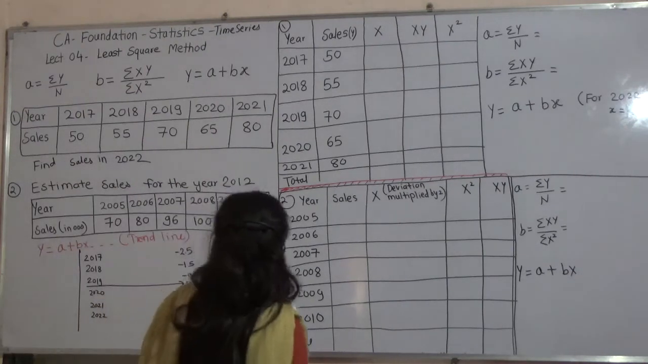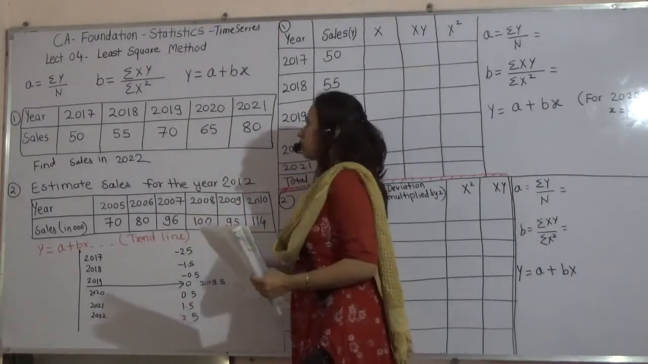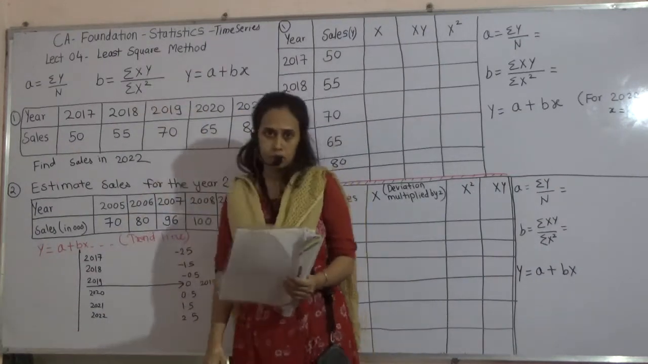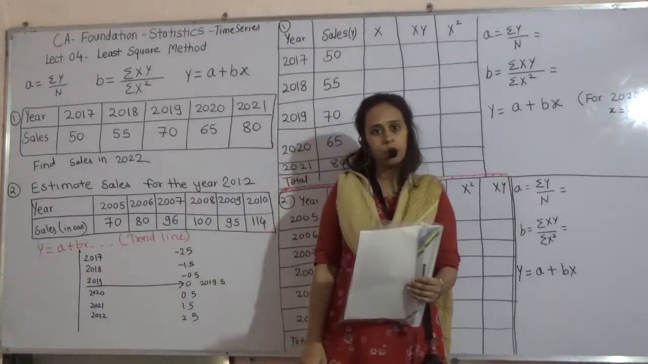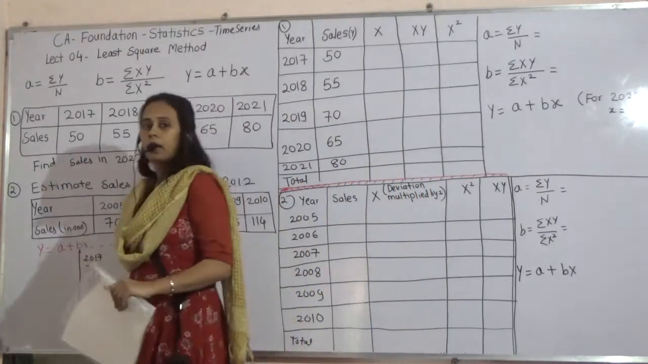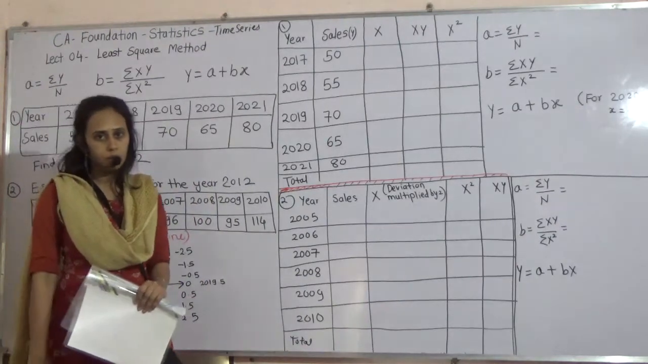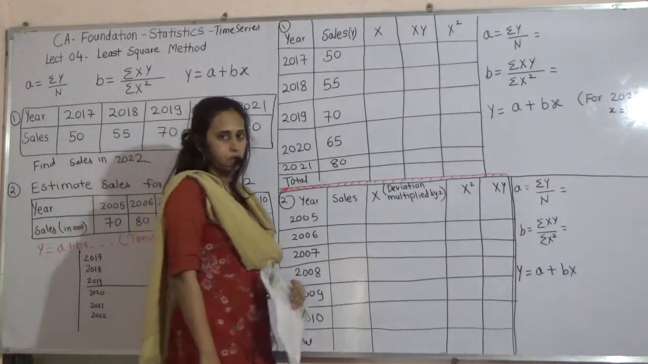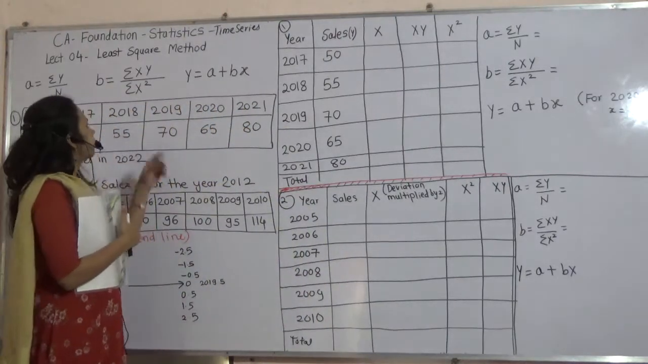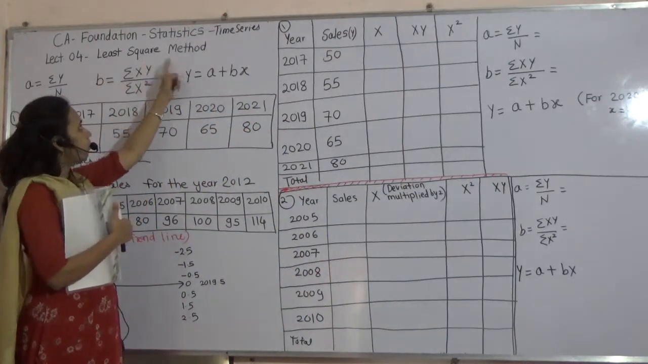Let's start with the next lecture, that is the least square method of time series. In the last lecture we discussed the moving average method. In that we covered 3 yearly, 4 yearly and 5 yearly moving average methods. Now the next method is the least square method.